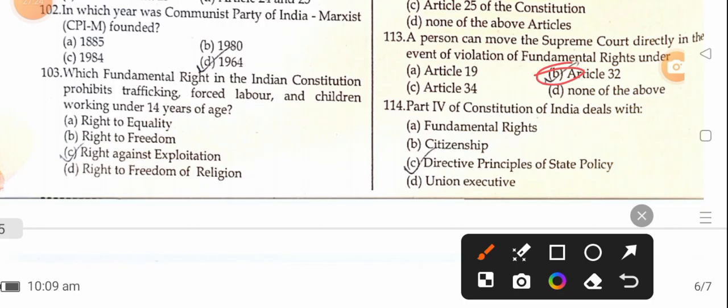Part 4 of the Constitution of India deals with DPSP, the Directive Principles of State Policy, which has been taken from the Constitution of Ireland.